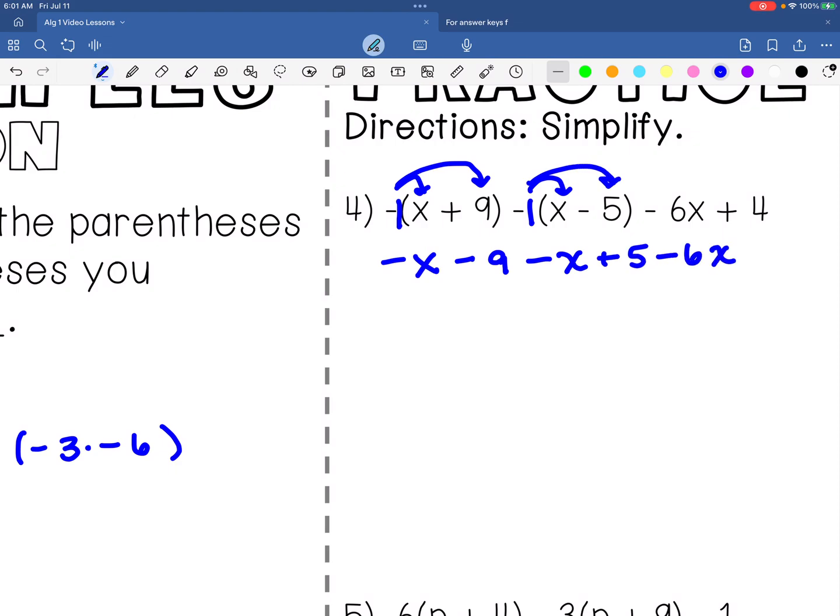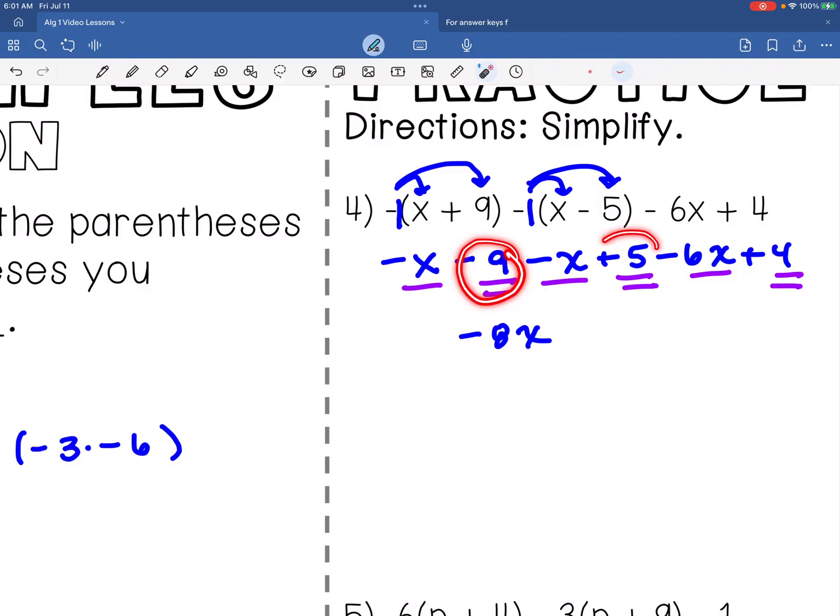And then these are not in parentheses, so we just bring those down with us. And now we're going to combine like terms, right? So all of our x's and all of our numbers. Negative x minus x is negative 2x. Negative 2x minus 6x is negative 8x. Negative 9 plus 5 is negative 4. Negative 4 plus 4 is 0. So we actually are done. It's just negative 8x.